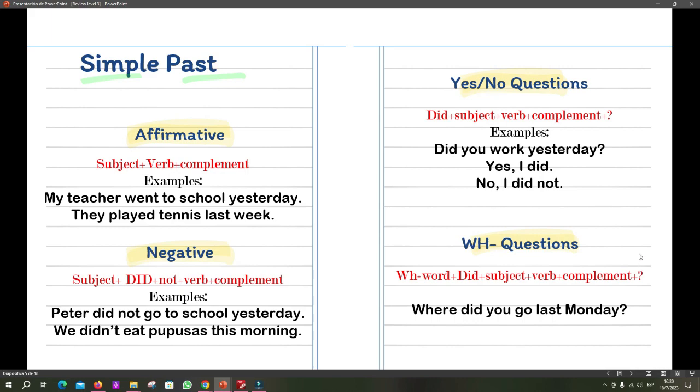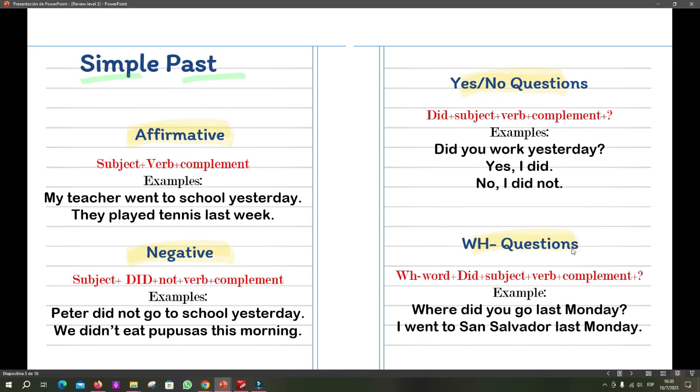So, where did you go last Monday? The answer, I went to San Salvador last Monday. So there you have this. Where did you go last Monday? I went to San Salvador last Monday. That would be the complete answer for that one, right?